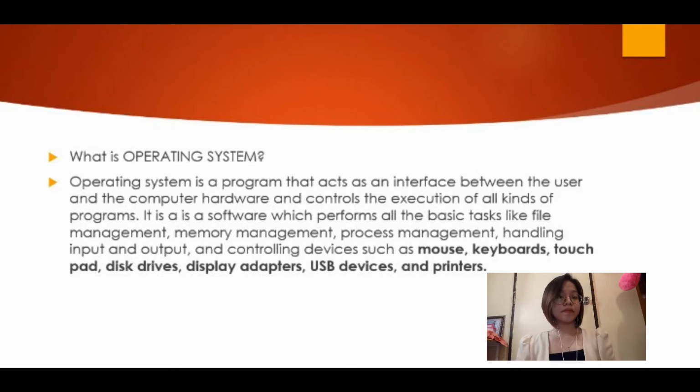What is operating system? Operating system is a program that acts as an interface between the user and the computer hardware. And operating system controls the execution of all kinds of programs. It is a software which performs all the basic tasks like file management, memory management, process management, handling input and output, and controlling devices such as mouse, keyboards, touchpad, disk drives, display adapters, USB devices, and printers.